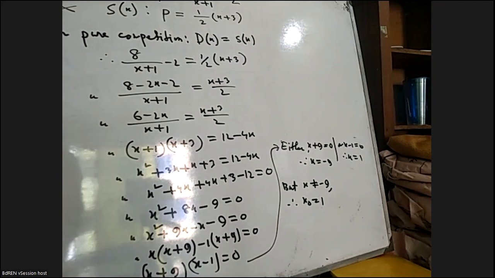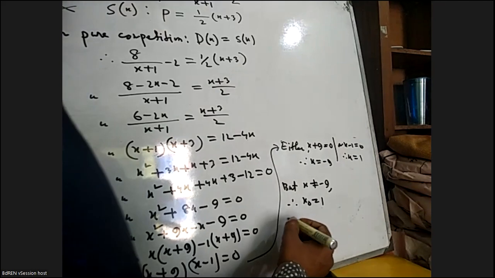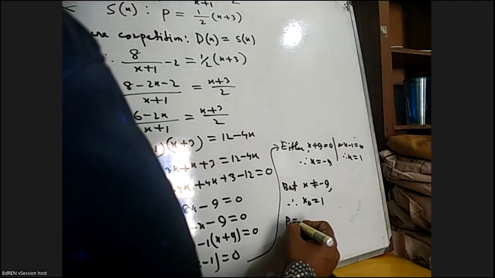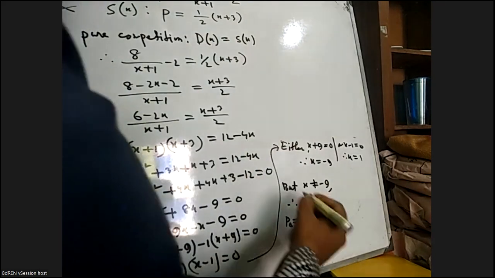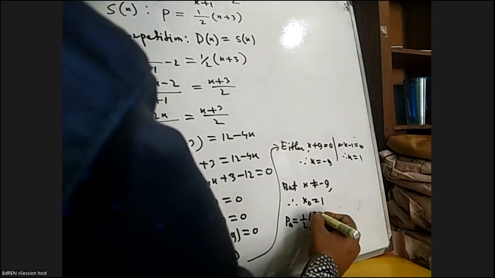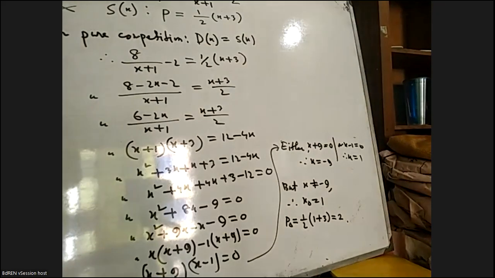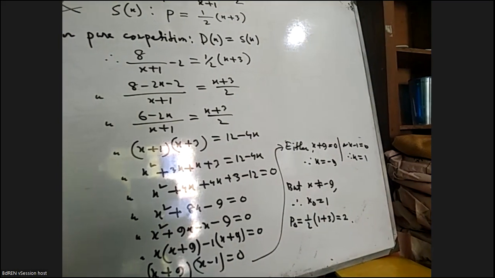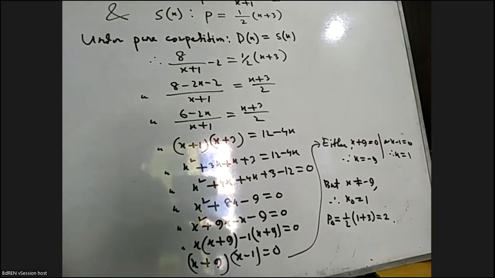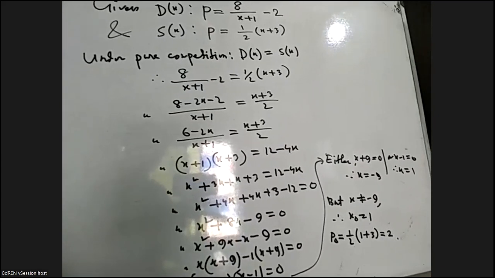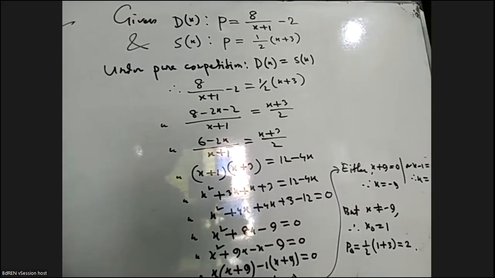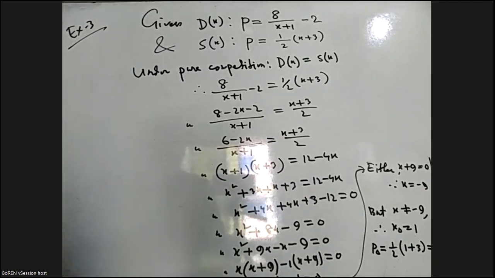And for this, what will p not be? From the second supply function, we can write x not equals to 1, so p not equals to 1 plus 3. That means we get p not equals to 2. Now we can find easily the consumer surplus and producer surplus. Okay, so now try to find out the consumer surplus and producer surplus.